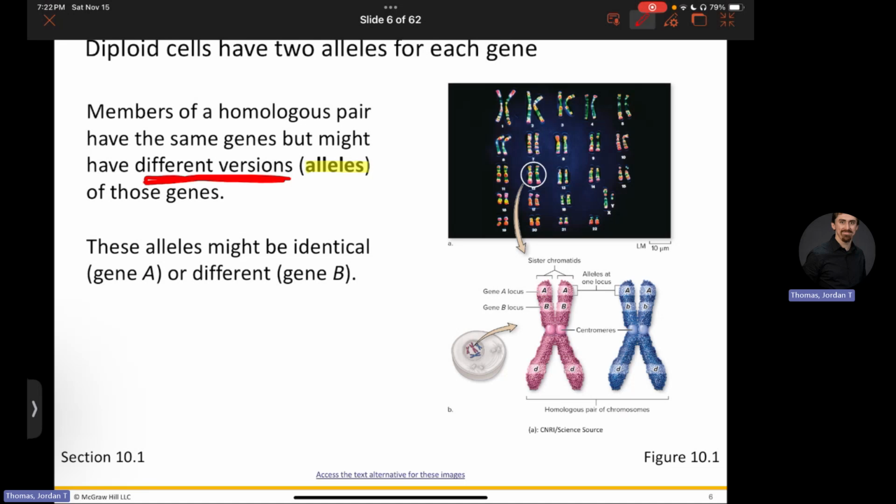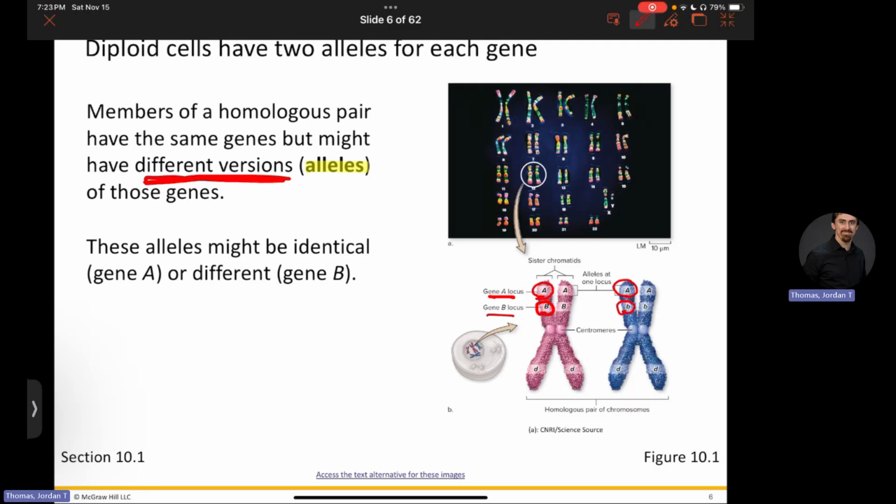These alleles might be identical, gene A, or different, gene B. Again, in our example here, we have gene locus A. Within the moth, with the pink chromosome, we have a big A, and in the blue chromosome, we have a big A. So those two are the same. But in gene B, notice how the pink chromosome has a big B, and the blue chromosome has a little b.